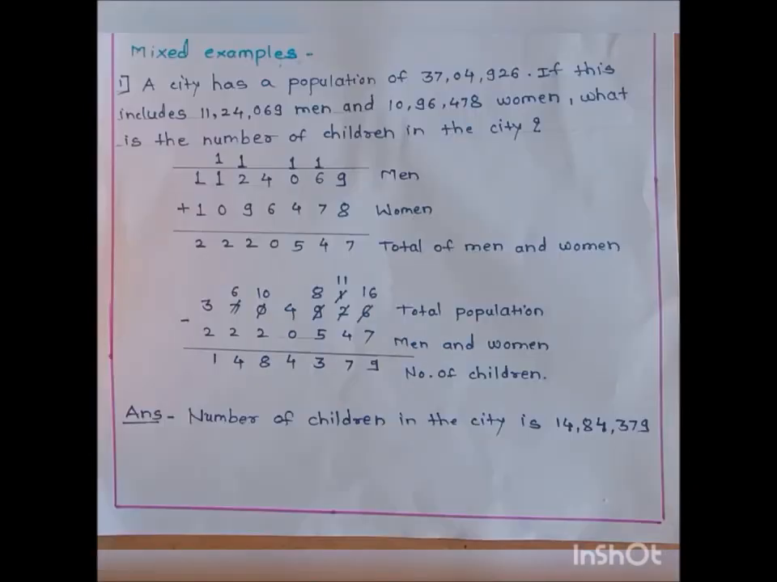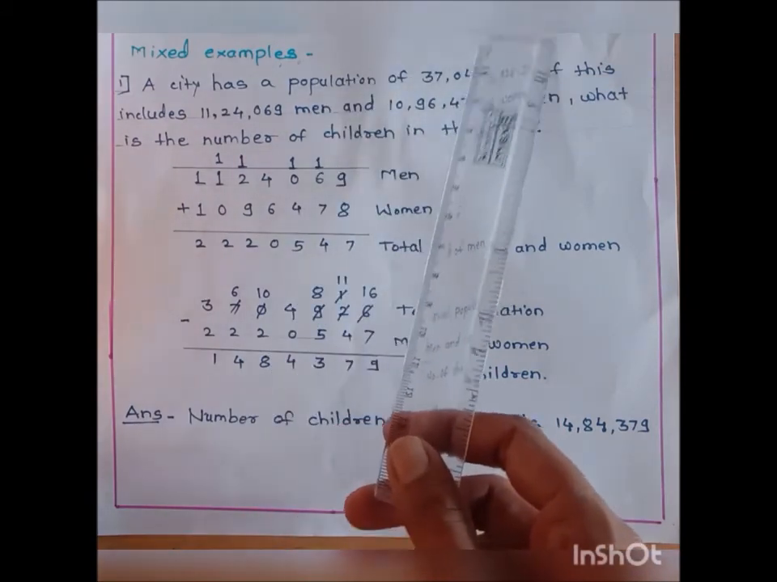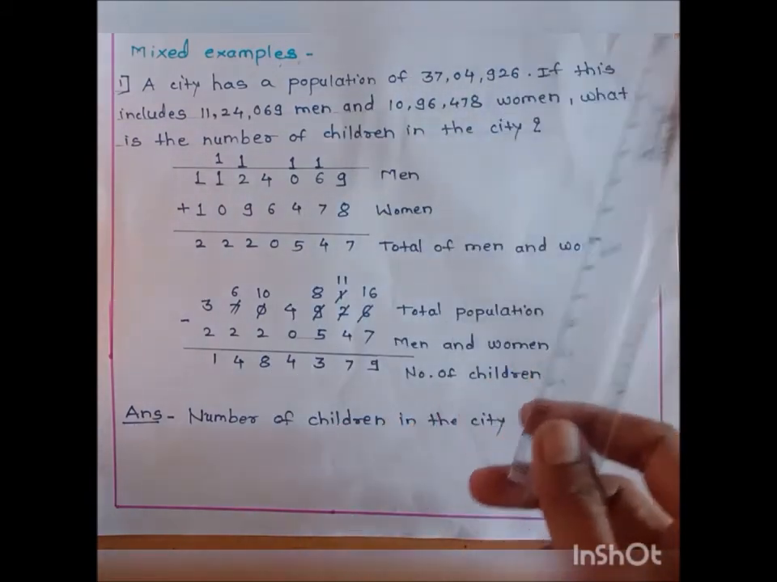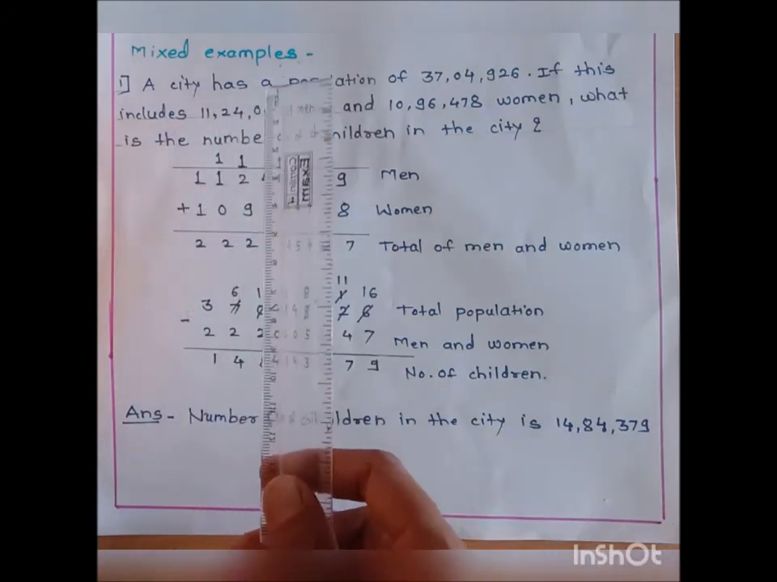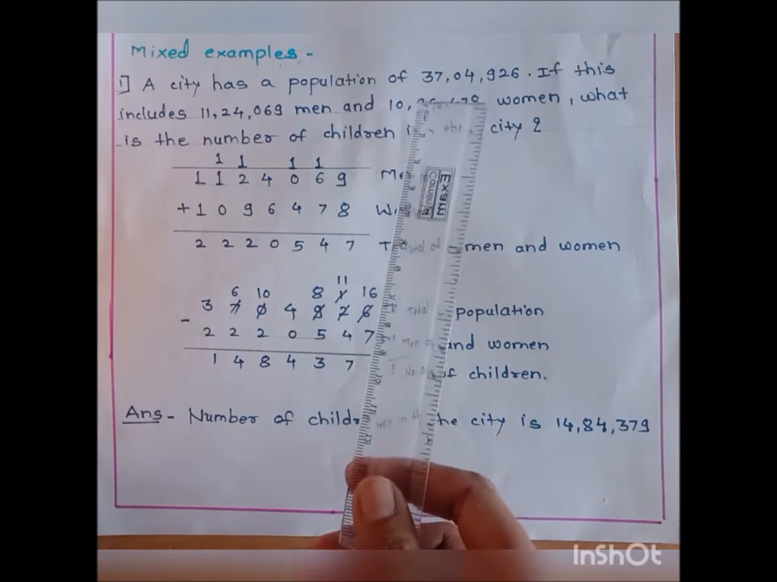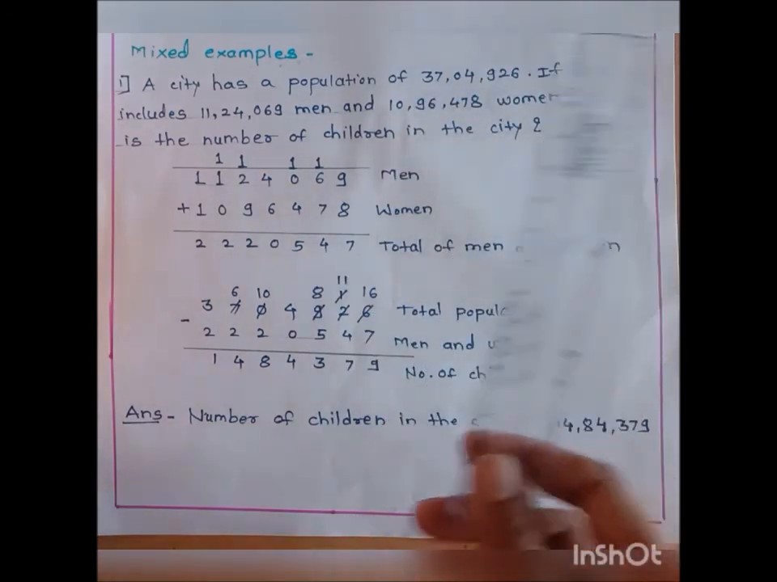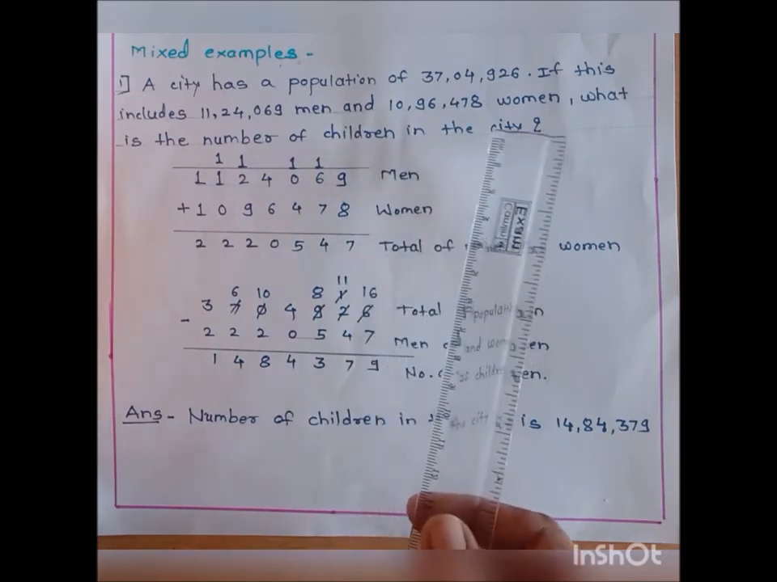Children, the next point is mixed examples of addition and subtraction. Let's see the first example. A city has a population of 37,04,926. If this includes 11,24,069 men and 10,96,478 women, what is the number of children in the city?